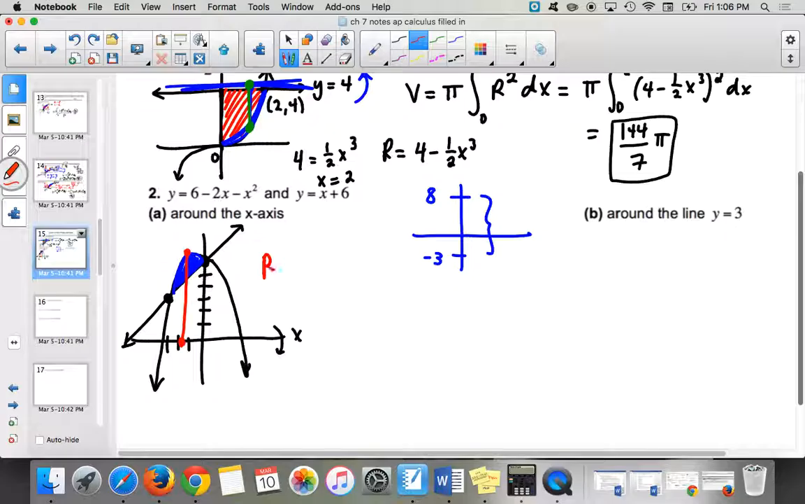That's r. And if I talk about that distance, think about a rectangle. If I had that rectangle and I wanted the height of the rectangle, its height would be starting from the top curve, which is the 6 minus 2x minus x squared, minus the bottom one. Well, what's the bottom one? 0. Why is it 0? Because it's the x-axis. It's right here. So we're going from here to here.